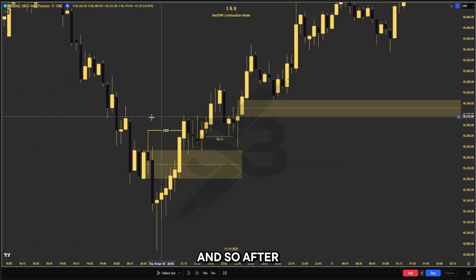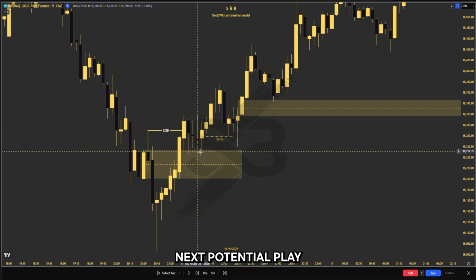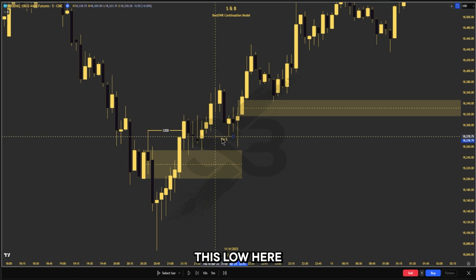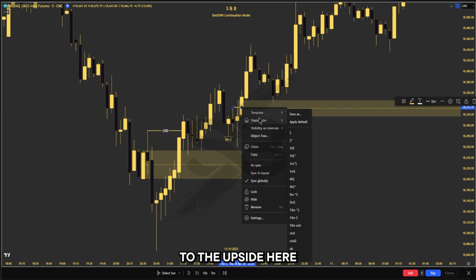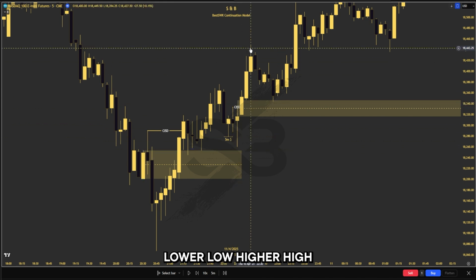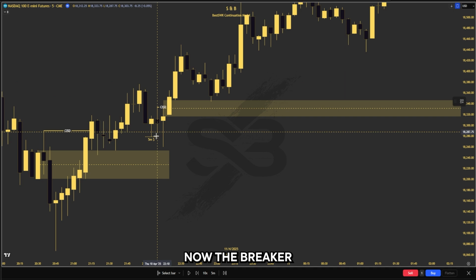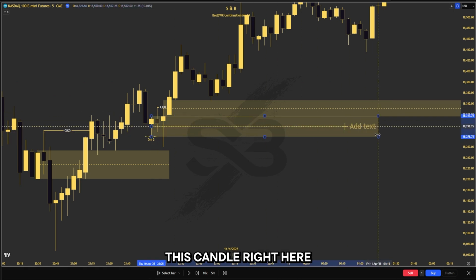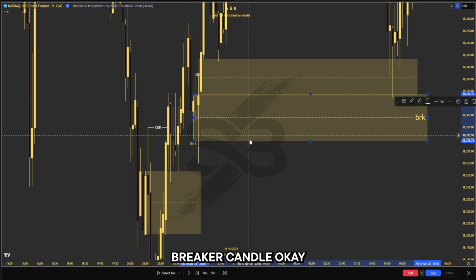And so after we had the change in delivery, I'm looking for some sort of low to get ran as liquidity, so then I can start looking for the next potential play. In this case, we have this low here on the 5-minute that gets formed with a breaker. So a new change in delivery to the upside here. And that would be a swing high, lower low, higher high, making this a breaker to the upside. Now the breaker candle would be this candle right here. Mark it up. Okay, so that's the actual breaker candle.